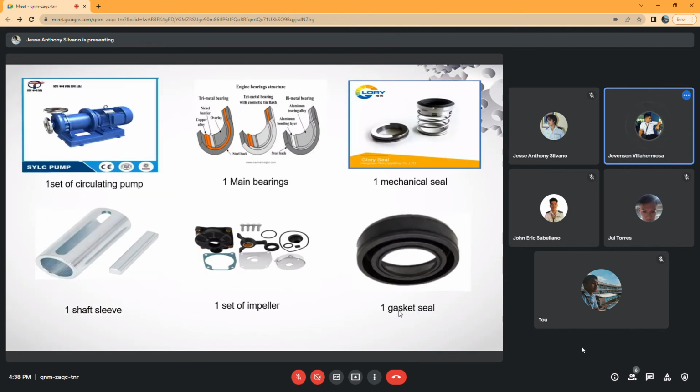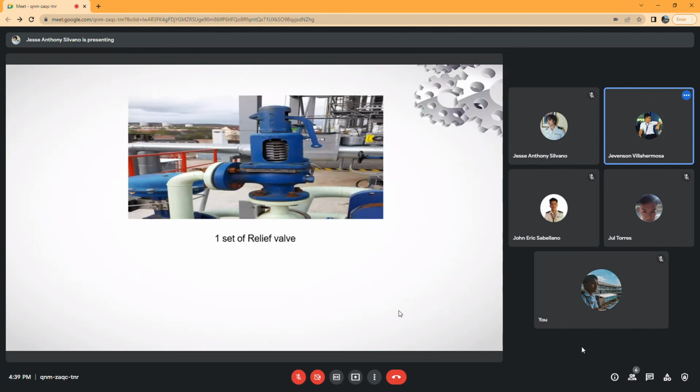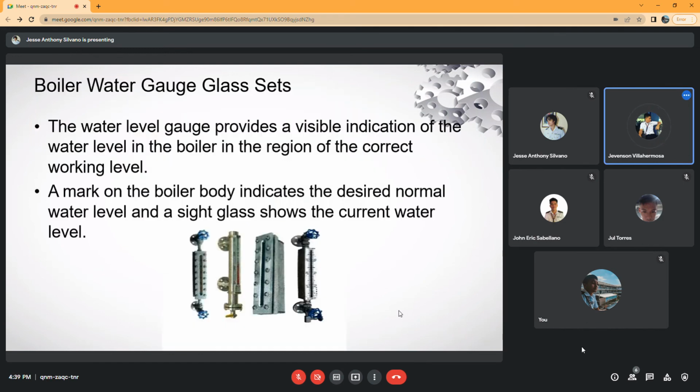Next slide, please. So this is the picture of the spare parts. This is a set of circulating pump. Next are the main bearings, a mechanical seal, a shaft sleeve, a set of impeller, and a gasket seal. So next slide, please. So this is a set of relief valve as well. Next slide.